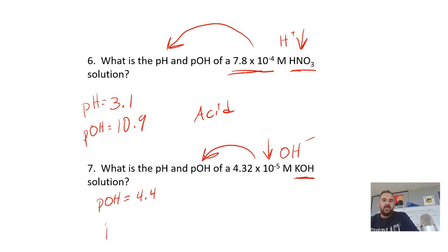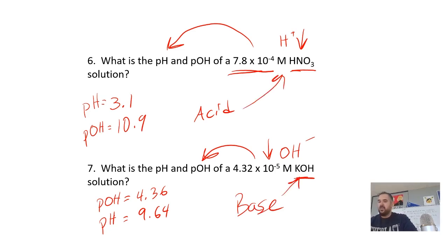And then what is our pH? Actually, no, that was right. 4.36. And then our pH is what? 9.6 what? Sorry, I can't hear real good today. All right, acid or base? Obviously a base. So base right there, acid right there. So we did this right. All right, let's keep going.